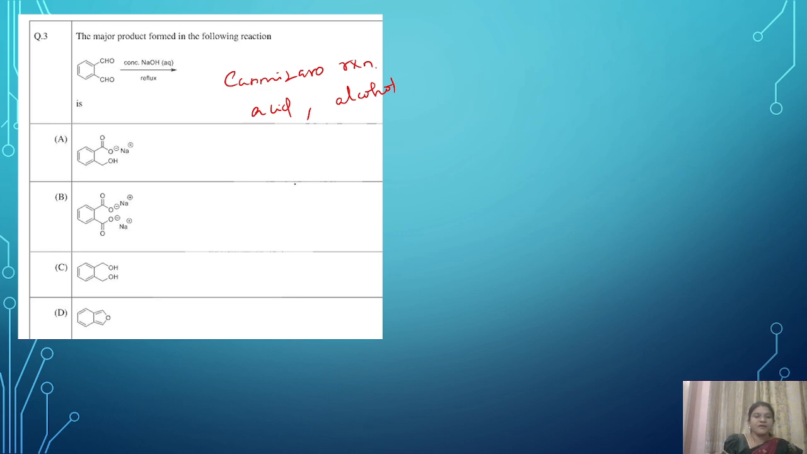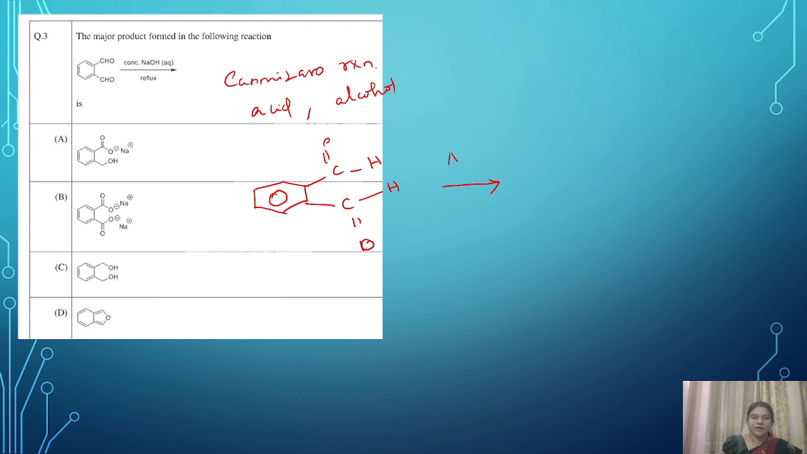Okay, how does it happen? This is an aldehyde group. Here, these two aldehyde groups are in the same molecule. Therefore, an intramolecular reaction is taking place. One of the groups is oxidized to acid, another one is reduced to alcohol.